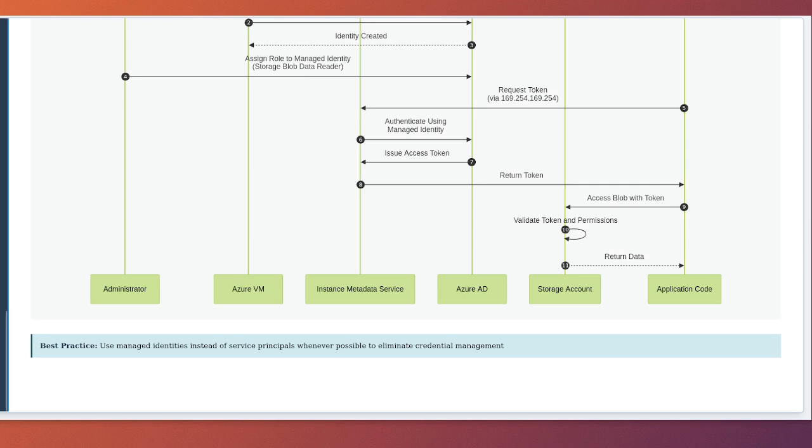Use system-assigned identities when each resource needs unique permissions or when you want automatic cleanup. Use user-assigned identities when multiple resources share permissions, when you want to pre-configure access before deploying resources, or when you need the identity to persist beyond resource lifecycles. For most scenarios, system-assigned identities are simpler and preferred unless you have a specific reason to share identities.